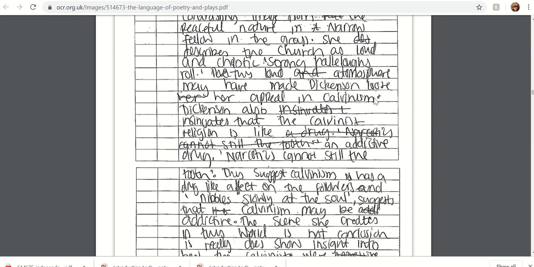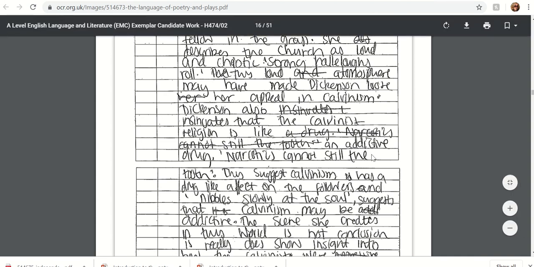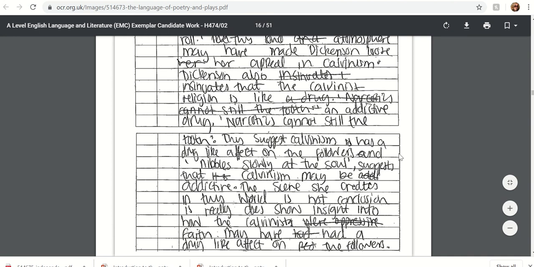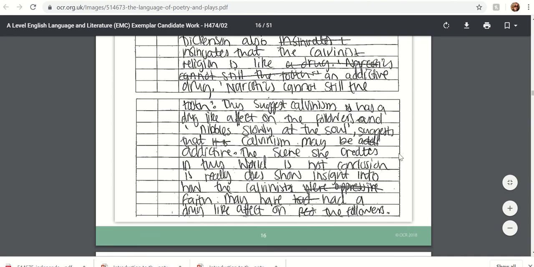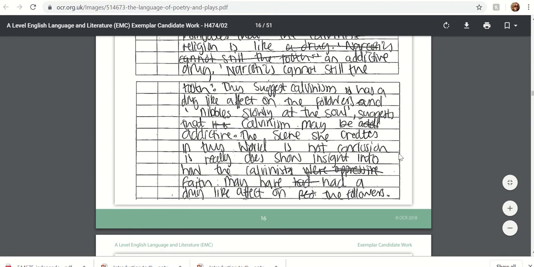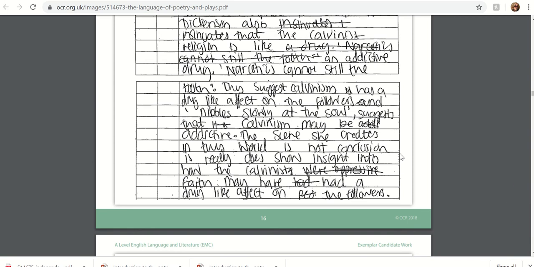Not entirely an accurate sentence, but Dickinson also insinuates that the Calvinist religion is like an addictive drug. Narcotics cannot still the tooth. This suggests Calvinism has a drug-like effect on the followers and nibbles slowly at the soul, suggesting that Calvinism may be addictive. Now, again, it's up to you in interpretation, but certainly I read that poem as that what is the narcotic, what is nibbling at the soul, is that uncertainty, that question, that drive for knowledge.